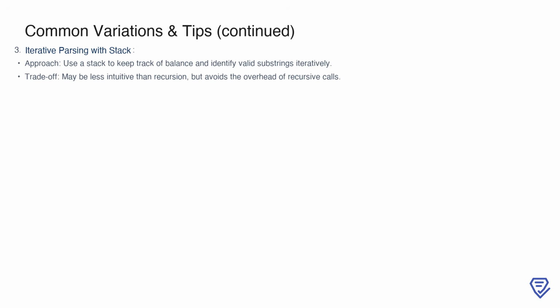An alternative to recursion is iterative parsing with a stack, which can be used to track the balance of ones and zeros and identify valid substrings. This approach avoids the overhead associated with recursive calls, which might be advantageous in certain cases. However, it can be less intuitive than recursion, especially when managing the stack and ensuring correctness during substring identification. Each method has its trade-offs, and the choice often depends on your familiarity with recursion versus iterative techniques and the specific constraints of the problem.